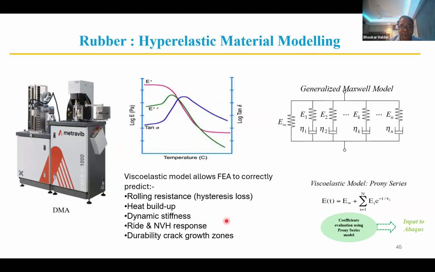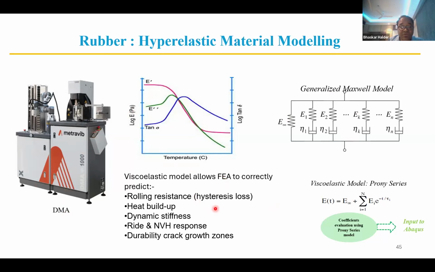Second thing is that, sorry, it is a mistake. It should be viscoelastic material modeling. This is called viscoelastic material modeling. It is the machine from where it is called the DMA. With this DMA, we are doing a temperature sweep with the stress, and the Maxwell model is actually working with a very good result in this. And with this viscoelastic FEA model, we can predict the rolling resistance.